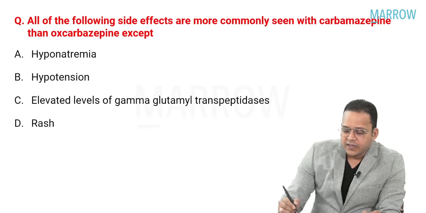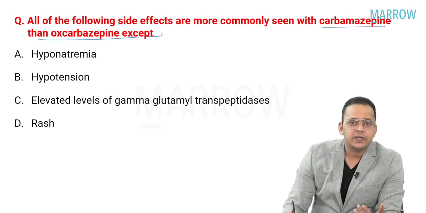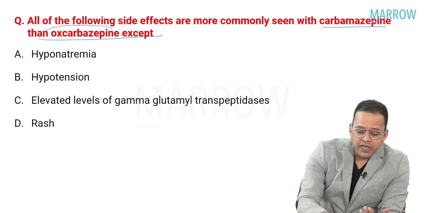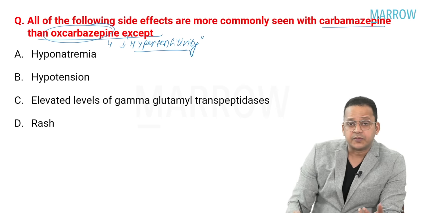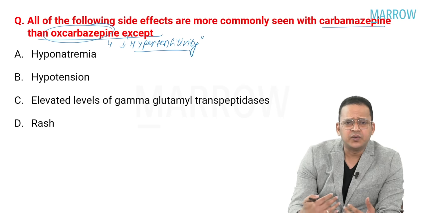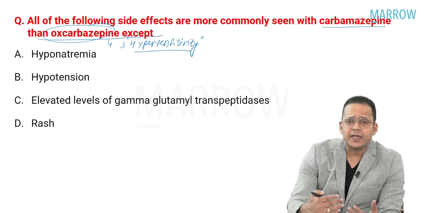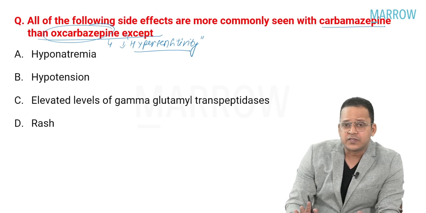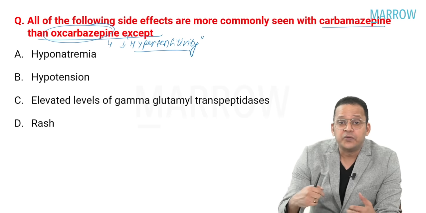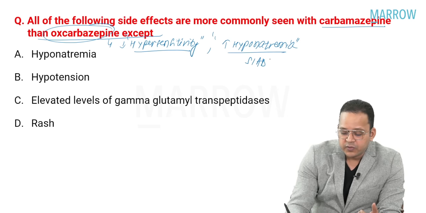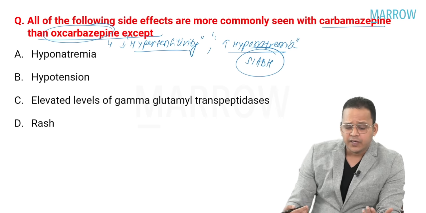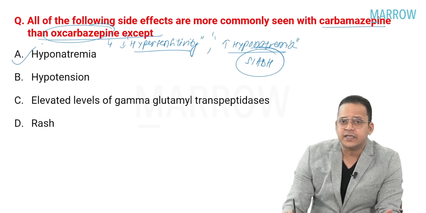All of the following side effects are more commonly seen with carbamazepine than oxcarbazepine, except: this is a repeat. It has been asked multiple times. Oxcarbazepine was synthesized to decrease hypersensitivity, particularly that caused by carbamazepine. So oxcarbazepine has lesser hypersensitivity. Name any hypersensitivity, like rash, Stevens-Johnson syndrome, aplastic anemia, agranulocytosis, all of these are lesser with oxcarbazepine. But when oxcarbazepine was synthesized, we decreased hypersensitivity, but we increased something, that is hyponatremia. And this hyponatremia is a consequence of SIADH. In other words, it is dilutional hyponatremia. So hyponatremia is the right answer here. It's an easy one.